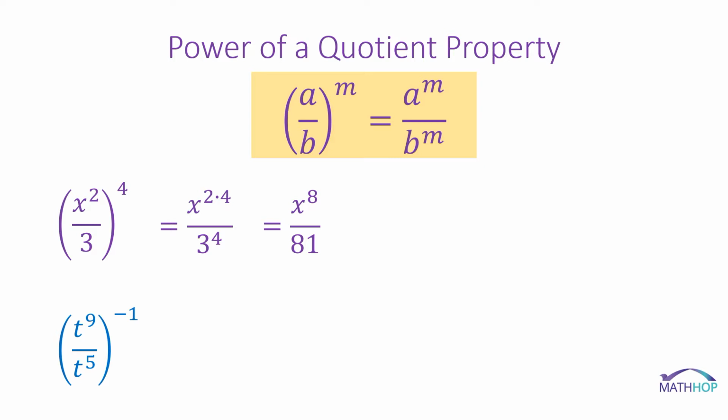Now let's look at t to the 9th divided by t to the 5th, all raised to the negative 1 power. We're going to look at this two ways. First, let's distribute that power to both the numerator and the denominator.